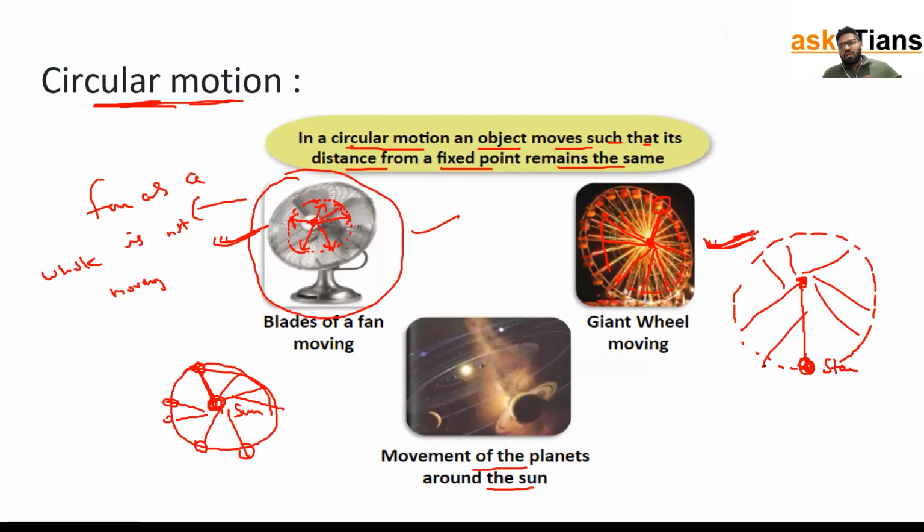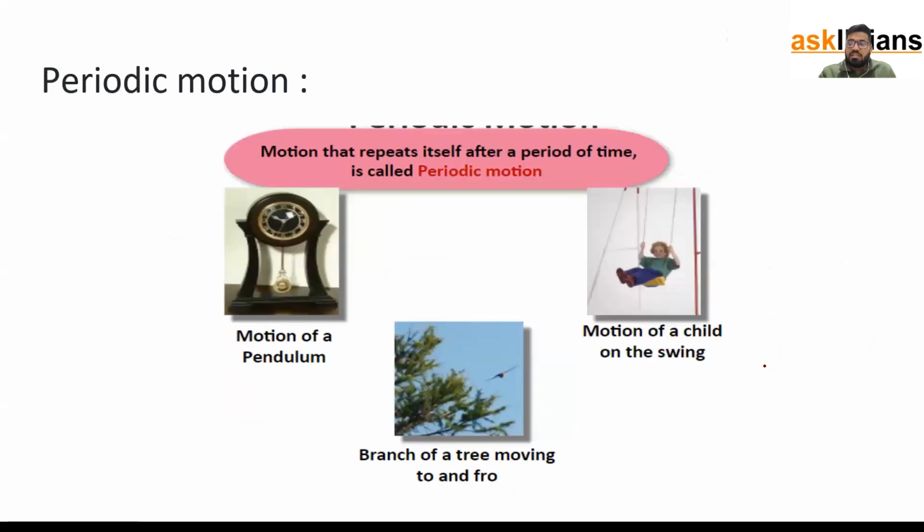But what if I hang this thread from my hand and the stone is here? Now I'll push this stone somewhere here and just drop it. So what will be the motion of the stone now? The motion of the stone will be like this. Yes or no? Getting my point? This type of motion can't be considered under circular motion.